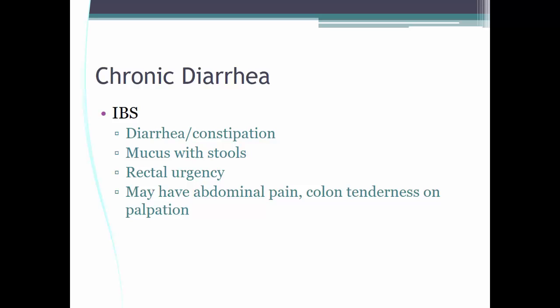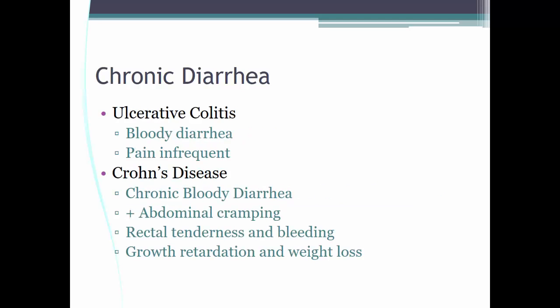And again, irritable bowel syndrome we have discussed already. It's an alternation of diarrhea with constipation. The patients have alleviated abdominal tenderness with the passage of stools. They have mucus and rectal urgency.